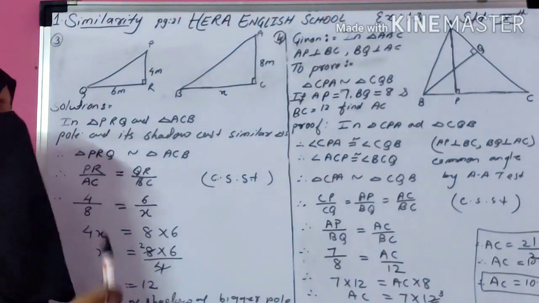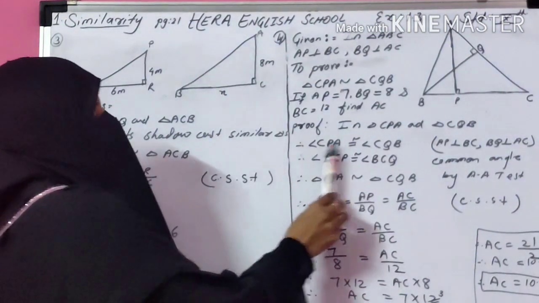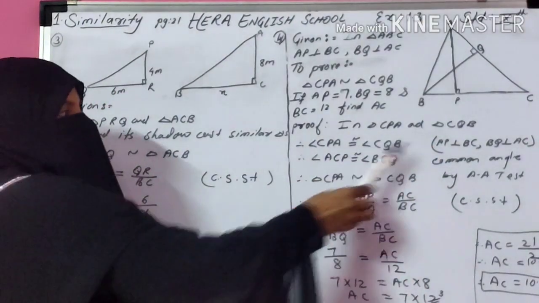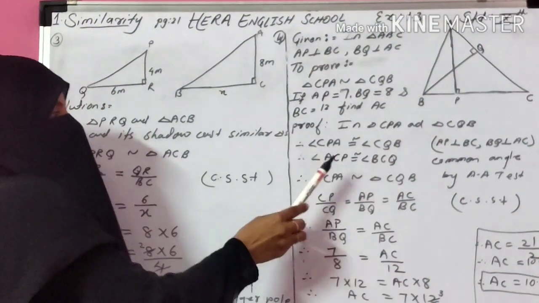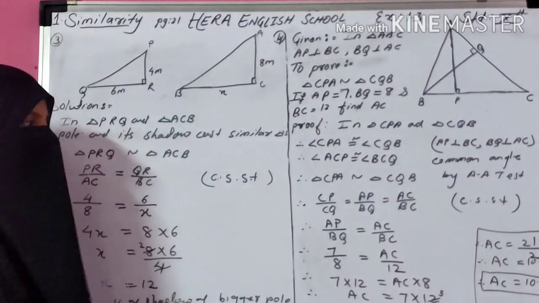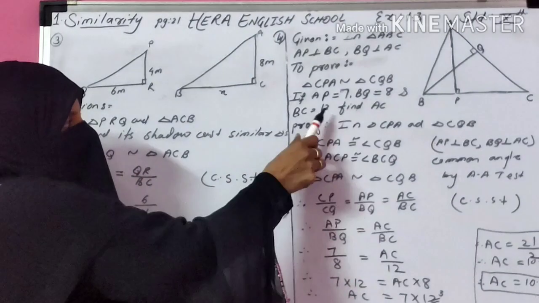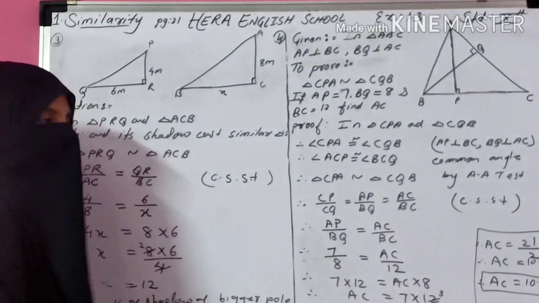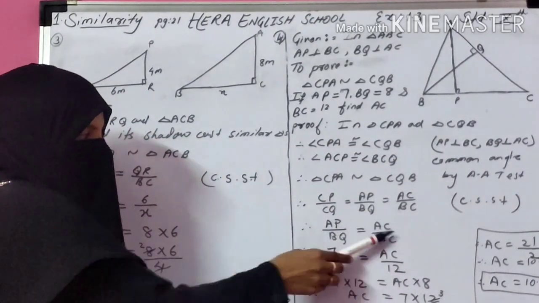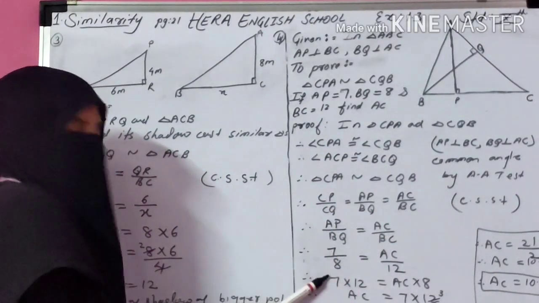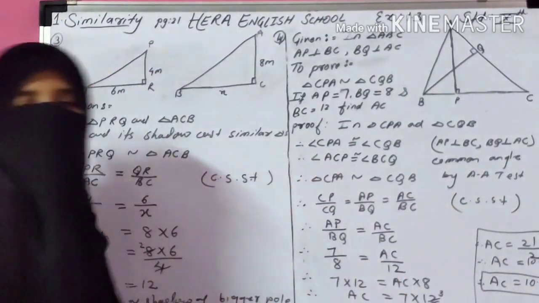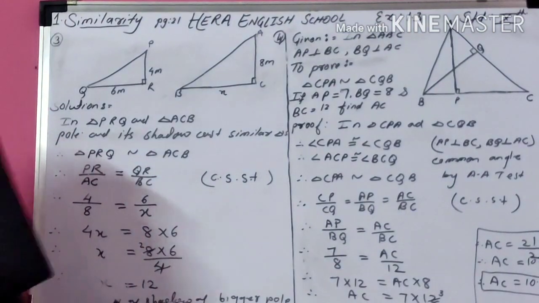Got it? Again I am repeating. First to prove these two triangles are similar, I focus on these two triangles. One angle is perpendicular, that means 90 degrees, and the second angle is common. So by AA test these two triangles are similar. If the triangles are similar, then the next question is about corresponding sides. So corresponding sides are in proportion. Out of these three corresponding sides, I require these two. So I substitute the values. After cross multiply, I get the value AC as 10.5. Okay. This is your question number 4.